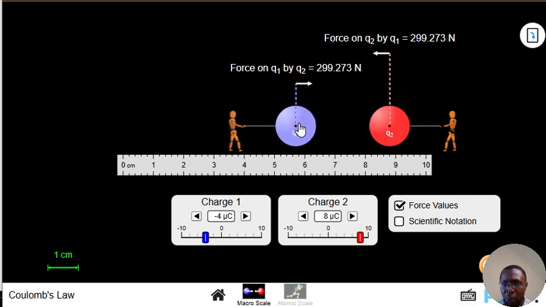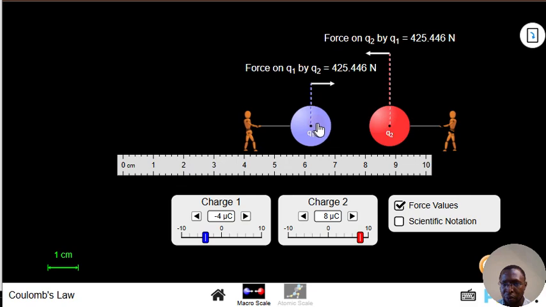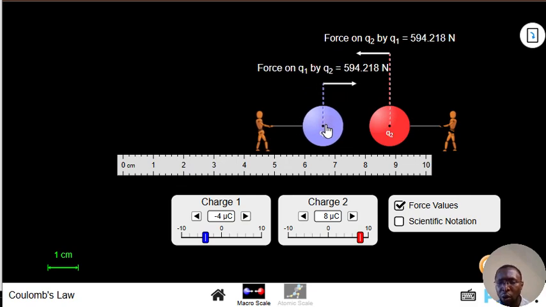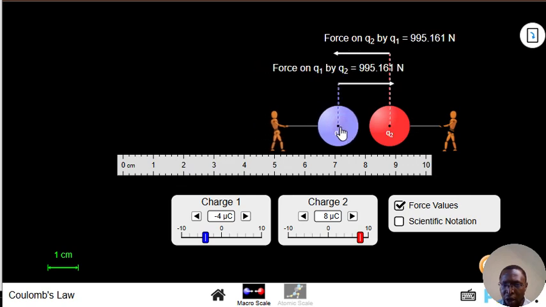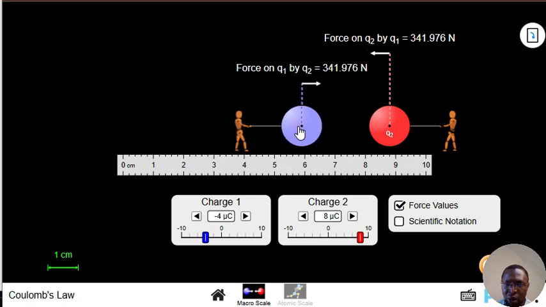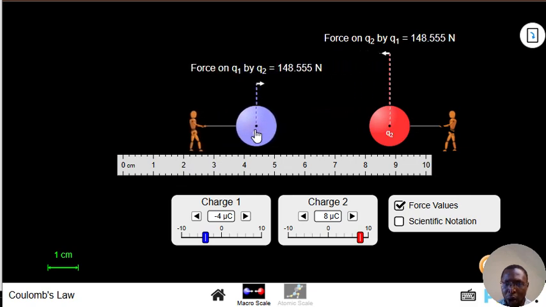You can see the two arrows pointing towards each other because there's an attraction. Now, what Coulomb's law is saying is that as we are moving the charges close to each other, you could see that the force between them begin to increase. This is 995.161 Newton.